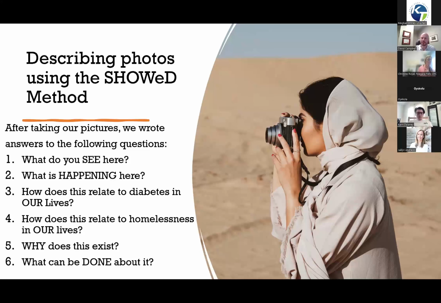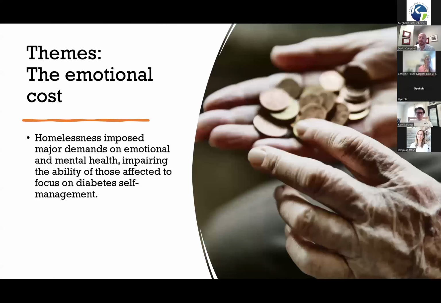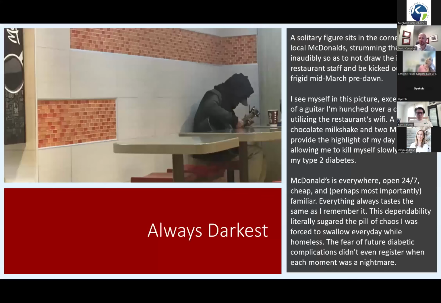I want to show you some of the examples that came from this. There were a number of themes that arose from the images and narratives that were generated. The first theme is the emotional cost, where people really spoke through their images about the major demands on emotional and mental health that impaired their ability to focus on diabetes self-management. One of our group members named Matt took this photograph of somebody sitting in a McDonald's, and he respected our advice around confidentiality to make sure that a face or identifying details were not visible. And he wrote this reflection.